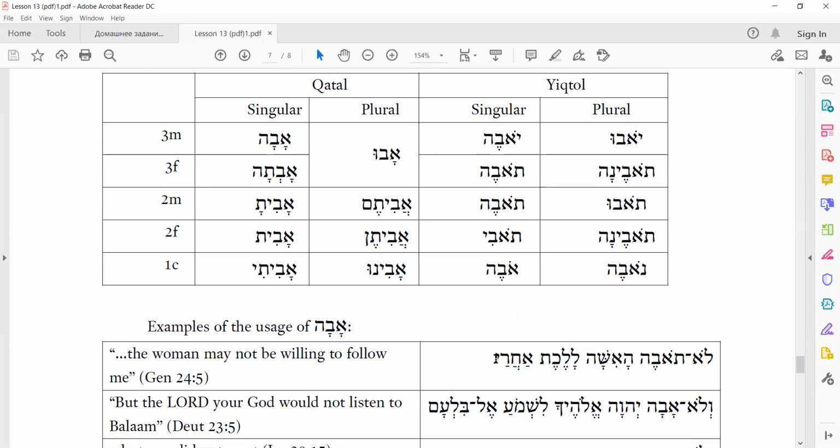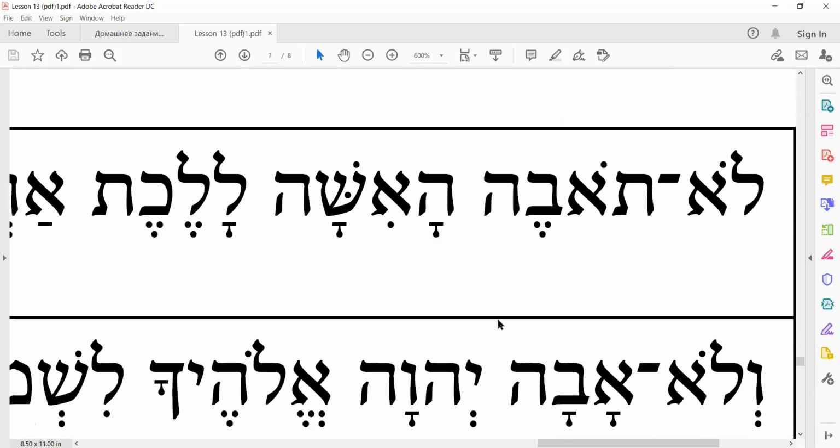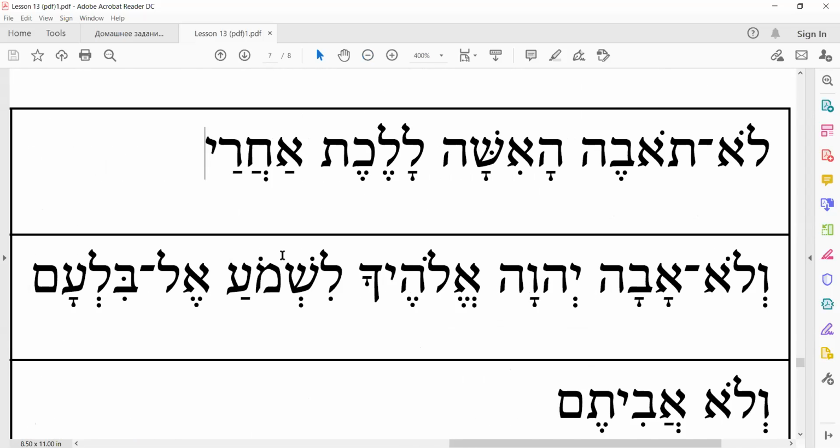And let us also try to translate. I will just show you the Hebrew text. And this is also from the Bible. And they loved to do. Again.